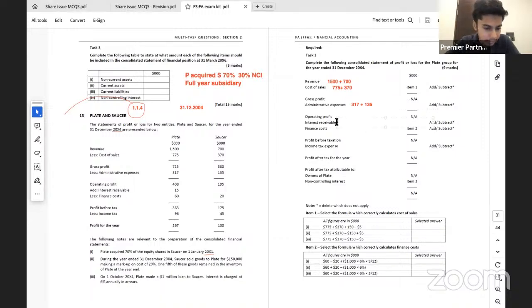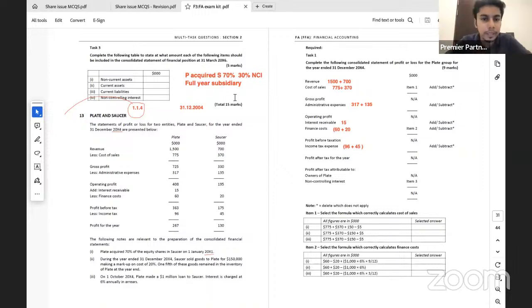Interest receivable. Let me show that one. That's 15. Finance cost. It says item number 2. Just ignore that for the time being. I'll just show you how to do it properly. 60 plus 20. Profit before taxation, not needed. Income tax expense, they are asking, 96 plus 45. Profit after tax, not applicable. So this is what, guys, you have to do when you start a question.